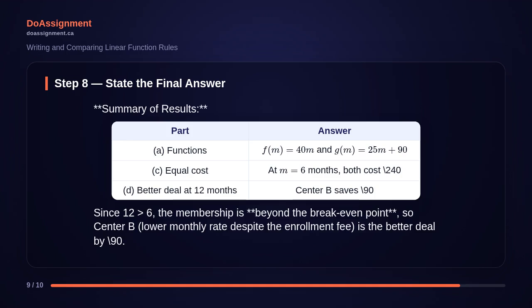To summarize, the cost functions are f of m equals 40m for center A and g of m equals 25m plus 90 for center B. Both centers cost the same at 6 months, when the total is $240. For a 12-month plan, center B is the better deal, saving $90 compared to center A. Because 12 months is past the 6-month break-even point, the lower monthly rate of center B more than compensates for the enrollment fee.